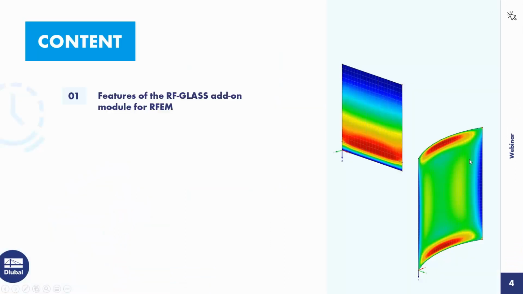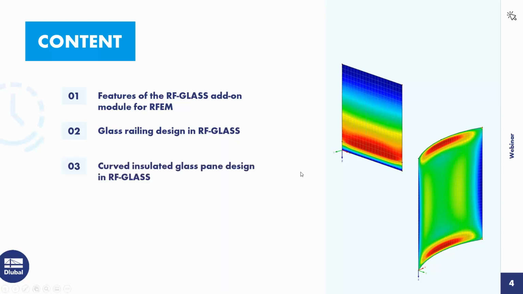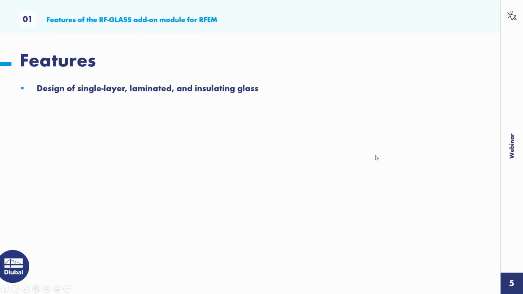To the agenda today. At first I will introduce some features of the add-on module of glass. Then I design a glass railing with the help of RFEM and the add-on module of glass, and then a curved insulated glass pane. So I start with the features of glass. It's possible to design single layer, laminated and insulating glass, also curved glass. In the second example, I will combine curved glass and insulating glass.